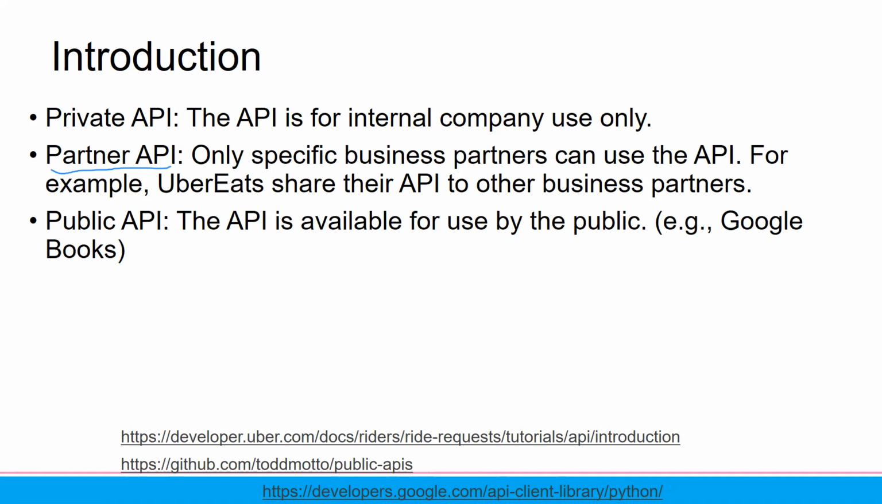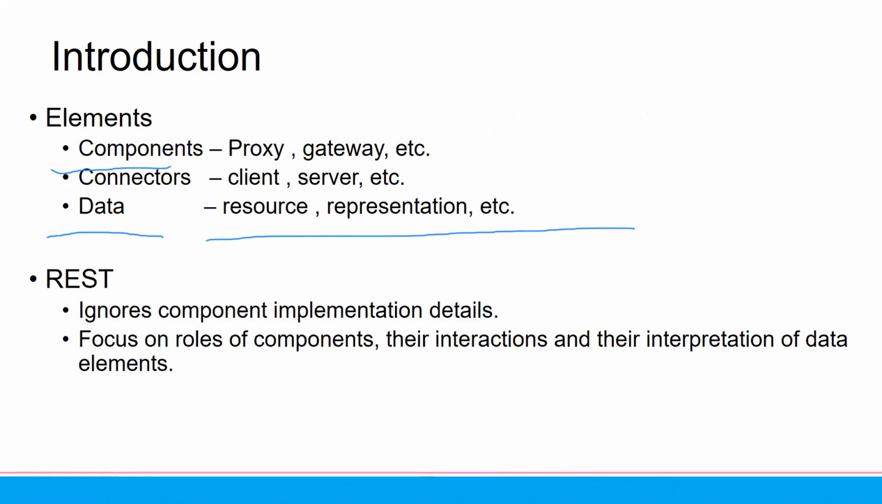We can also just use the public API. The API is available for the use of the public. So for example, Google Books provides an API. And you can also try other kinds of API. For example, weather API is also free. So if in your team project you are considering using this kind of API, you can search for the API. And in the API, actually there are some elements.